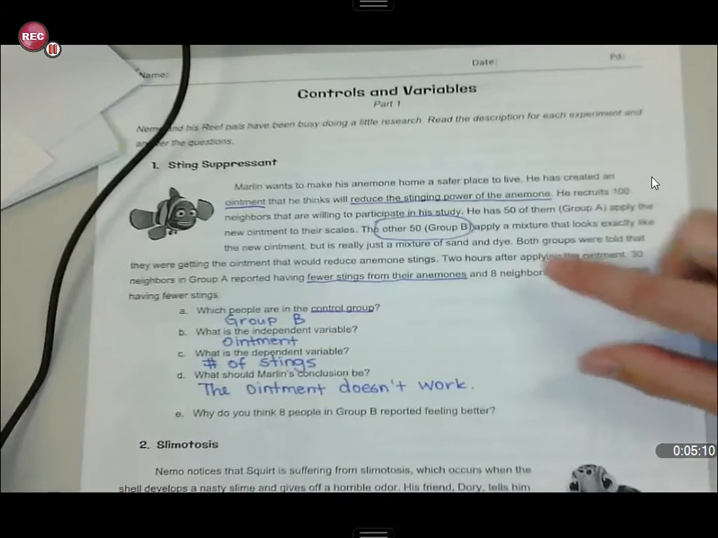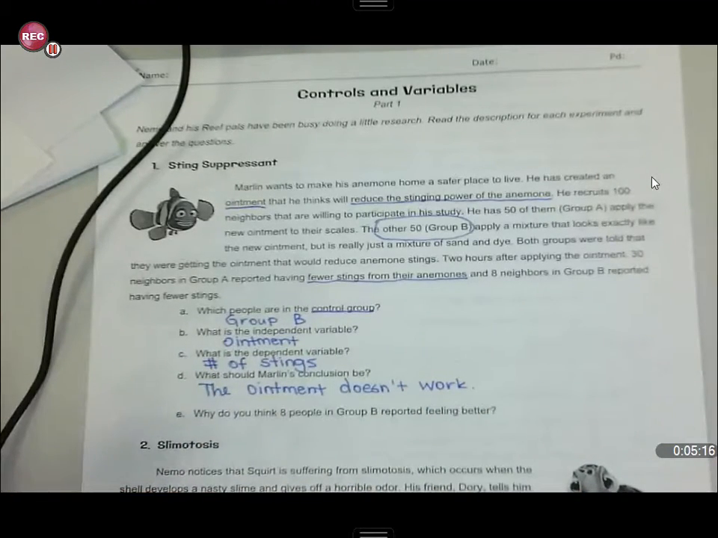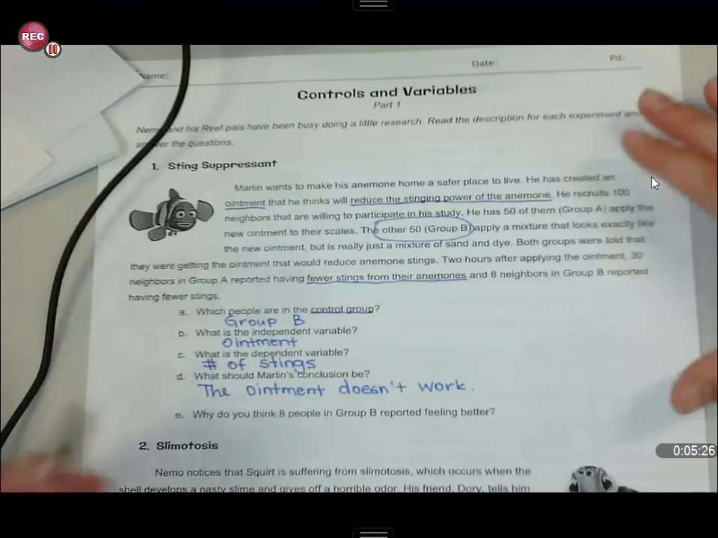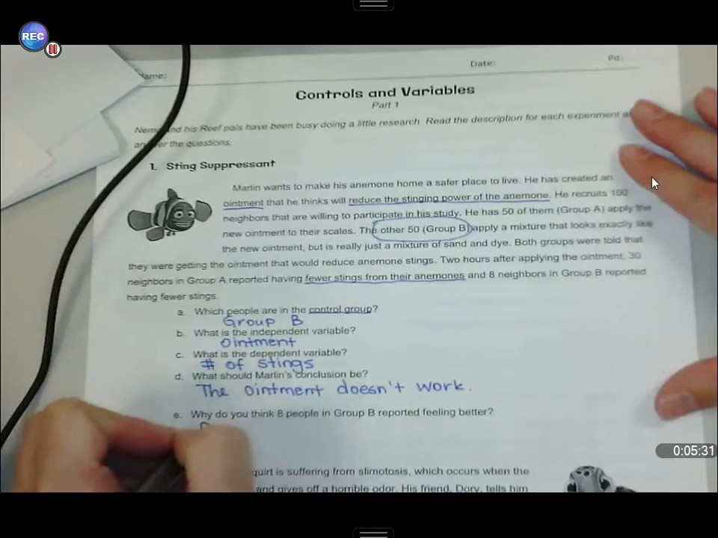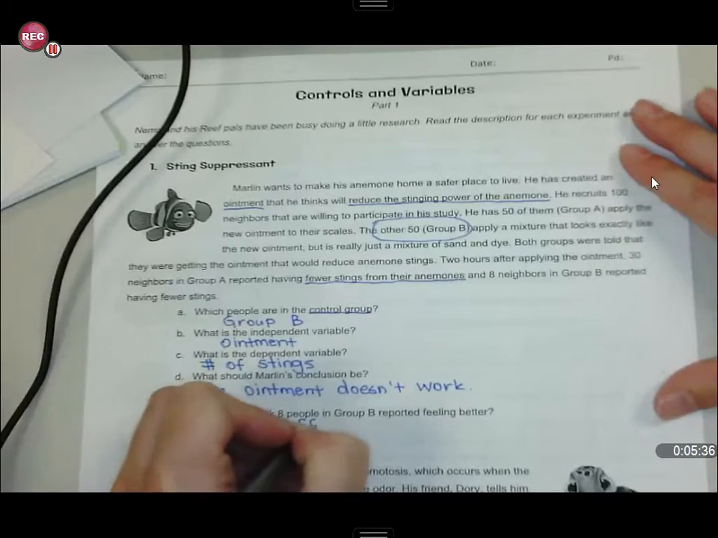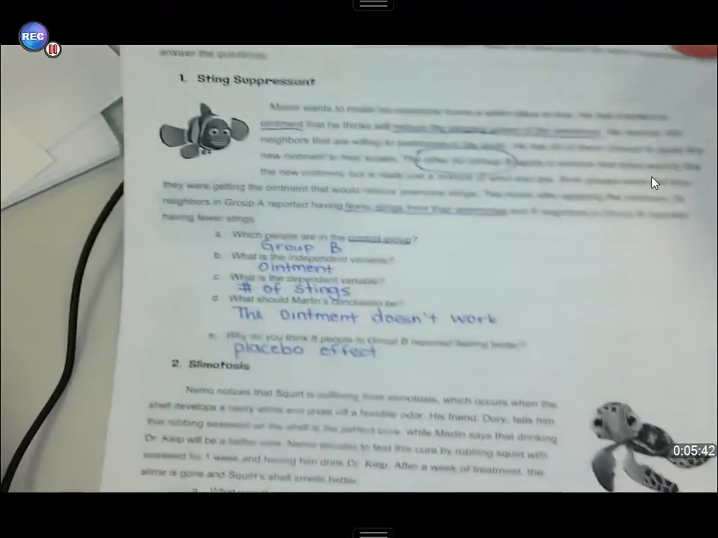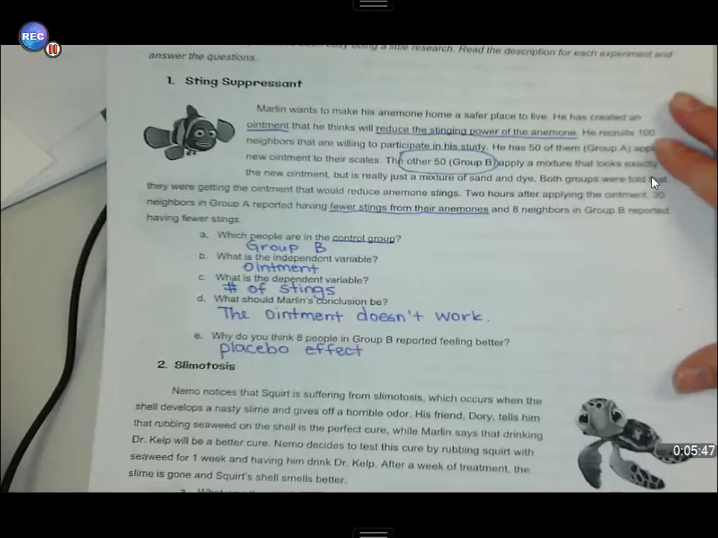It doesn't work because if group A reported fewer stings and then group B had like, I don't know, a large number like 40, then yes, it would probably be working. But the fact that both of them reported fewer stings means that, you know, it's not really doing its job. The brain's tricking itself. And why do you think 8 people in group B reported feeling better? And that's because of that placebo effect that I discussed when we first started. So go ahead and pause now if you need to and get these answers written down.